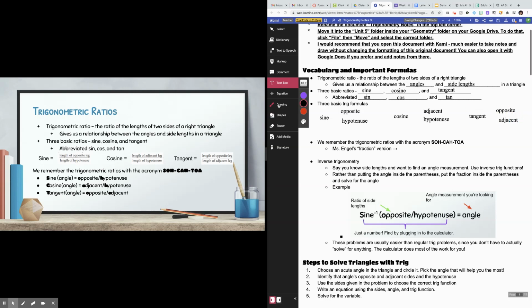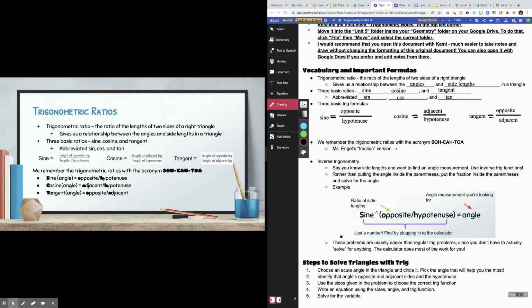Give me just one second to draw these fractions in here. Right, so there you go: sine, cosine, and tangent.